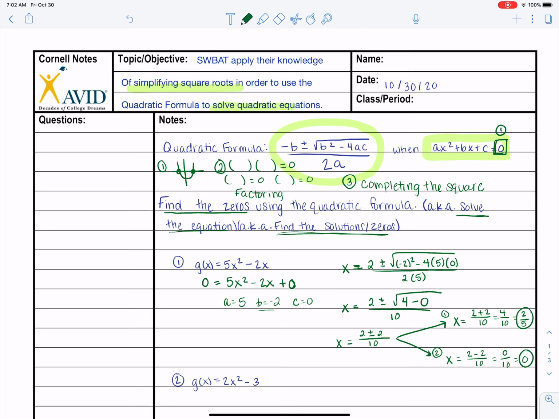So your two answers, the 2 points where this graph would cross the x-axis, are x equals 2/5 and x equals 0. Or we could write them as ordered pairs, where x is 2/5, y is 0, and x is 0, y is 0. And y is 0 because you're on the x-axis, okay? There's our answer for number 1.